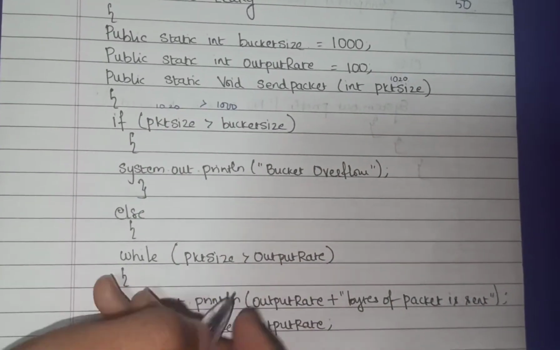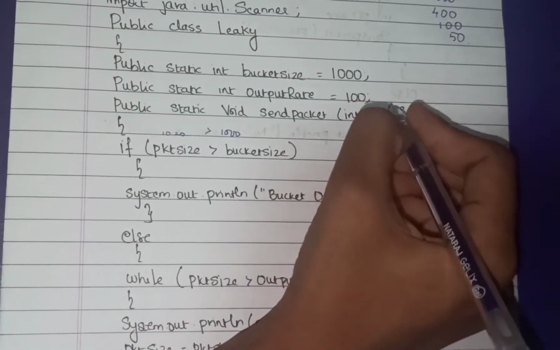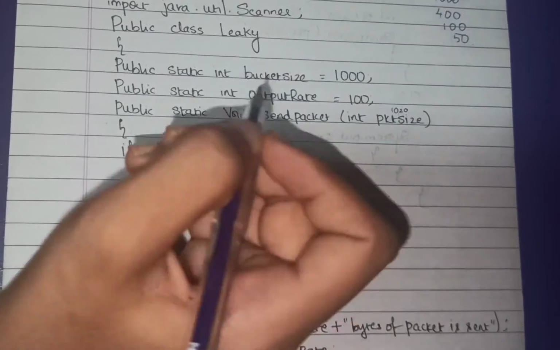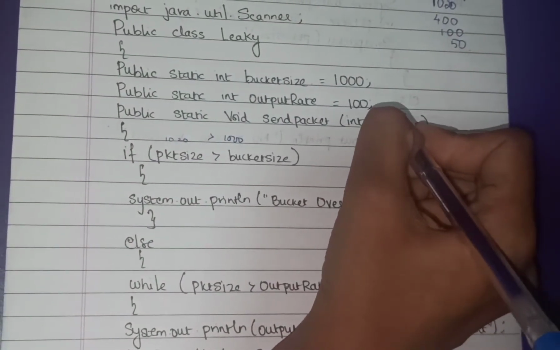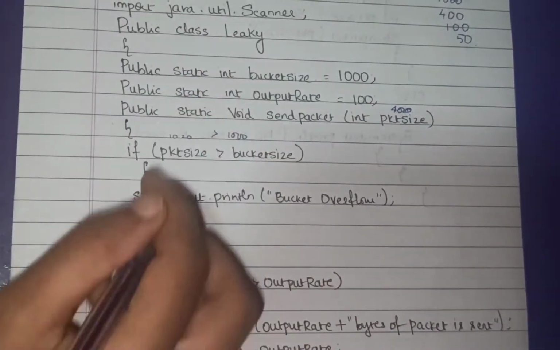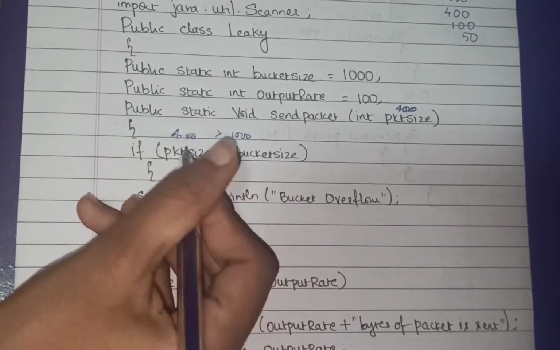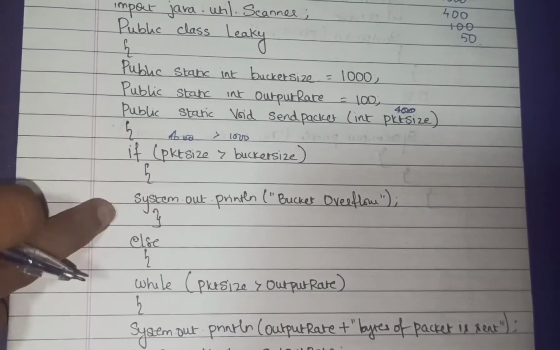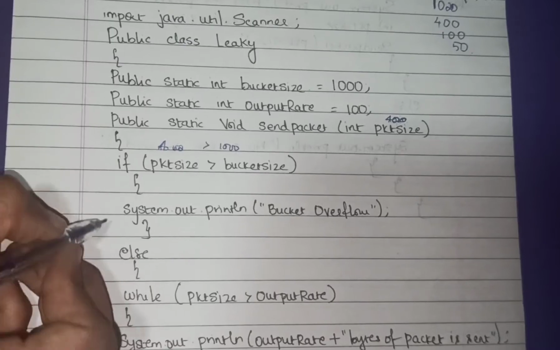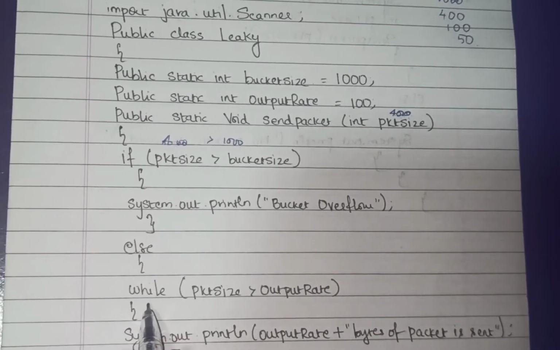Suppose you have the packet size as 400. You've taken the packet size to be 400 from the user, and it will send it to the function again, and suppose the packet size is 400 now. Now we'll compare if 400 is greater than the bucket size, and you see that it is false, so it won't execute the if statement. It will come to the else part. In the else part, you have a while loop running.